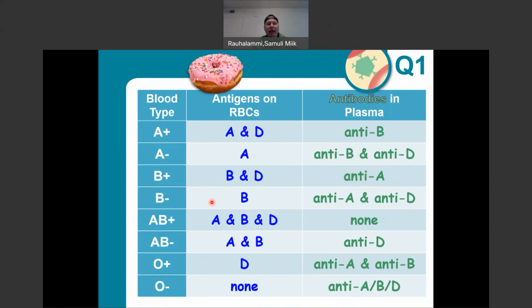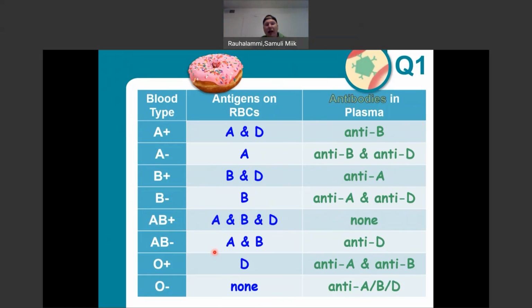Same goes for B negative. So you will naturally have those B antigens, but you will not have D or A antigens. So your antibodies in plasma are going to be anti-A and anti-D. AB positive will have all of these antigens on the surface of the red blood cells. So you have the A and B antigens that make you AB blood type, and then the D antigens, what made you positive for Rh. So you will not have any antibodies for these in your plasma.